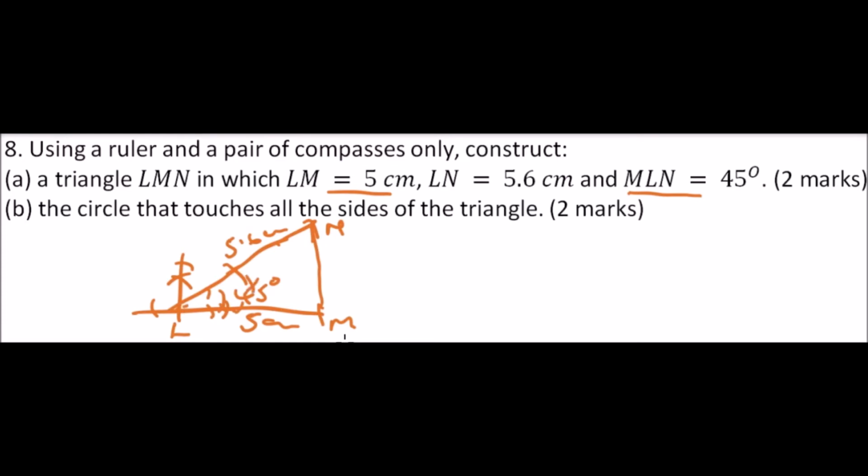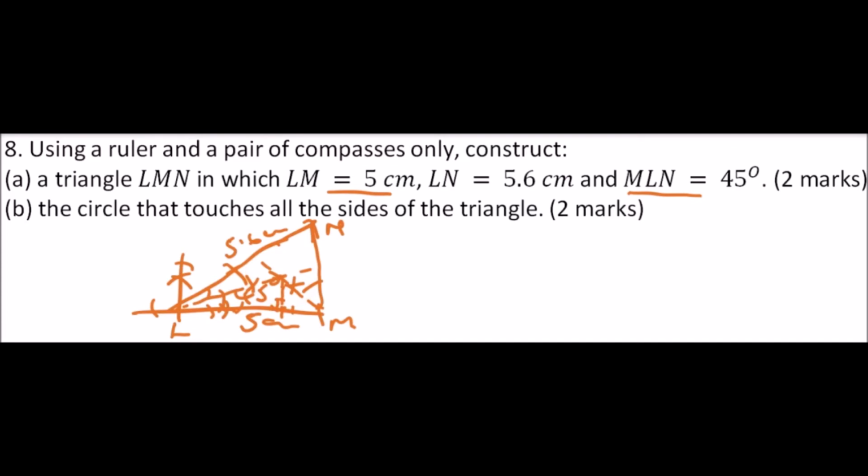Then, to get the circle that touches all the sides, you need to bisect this angle 45. You again bisect this angle, and you make 2 marks. Where the 2 arcs cross each other, you use that as the center of the circle. You drop a perpendicular here, and you use that as a radius, and you'll be able to come up with the circle that touches the 3 sides of the triangle. So that is the procedure.